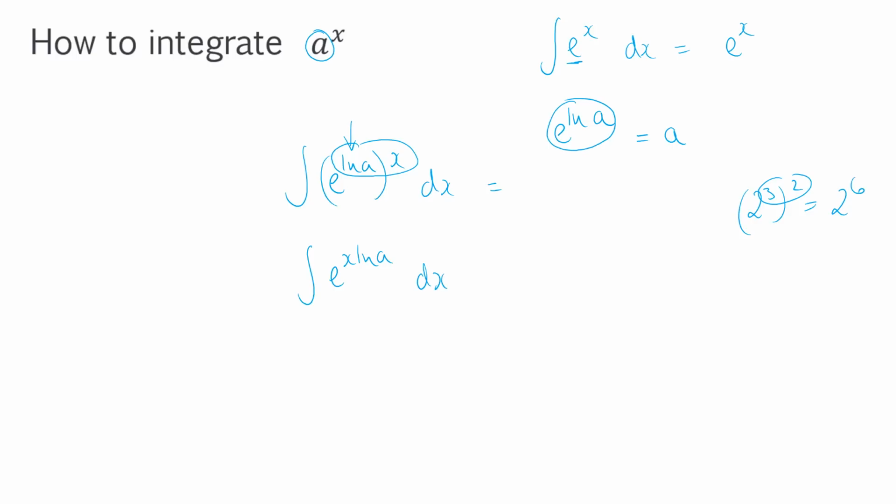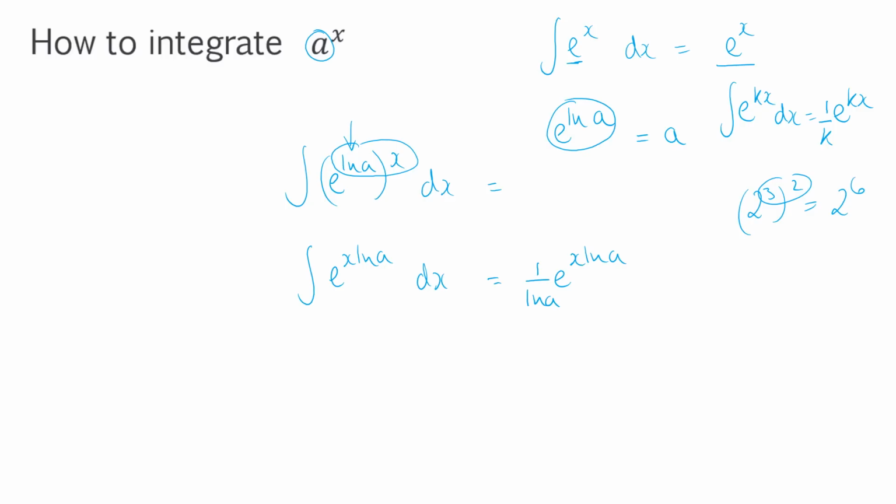Now when you're integrating e to the x here, you do get back just e to the x, but when you're integrating e to the kx, then you get e to the kx, but then you have to compensate for the fact that when you differentiate, you'll have the k in front from the chain rule, and you have to divide by that k to compensate. So this is just going to integrate to e to the x ln of a all over that constant, which in this case is 1 over the ln of a.